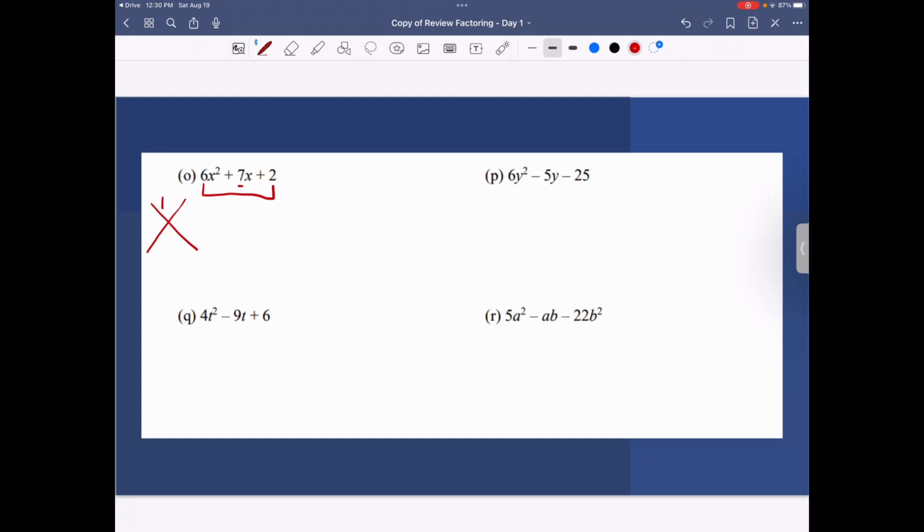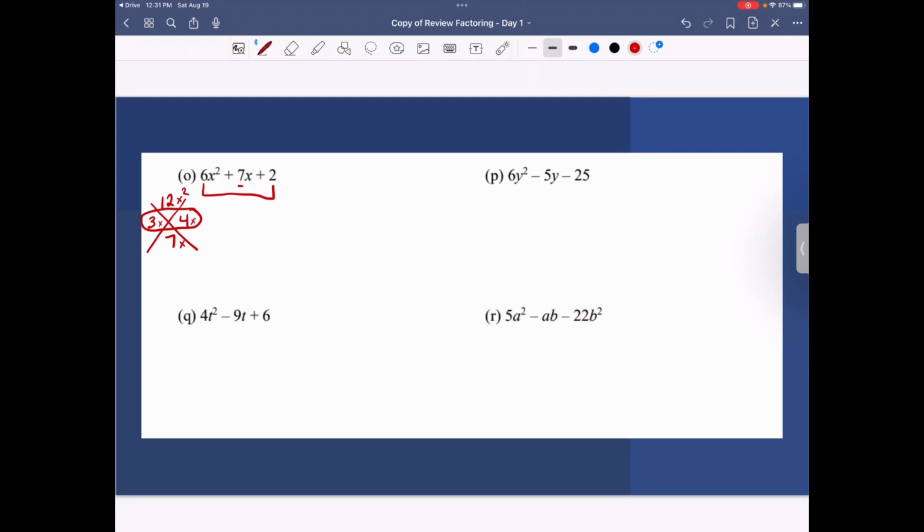So what are factors of 12 that add up to 7? Well, 3 times 4 is 12, and 3 plus 4 is 7. So that's what I'm going to use. No, I have to factor. So it's going to be, they add up to 7x, they multiply to 7 or 12x squared.